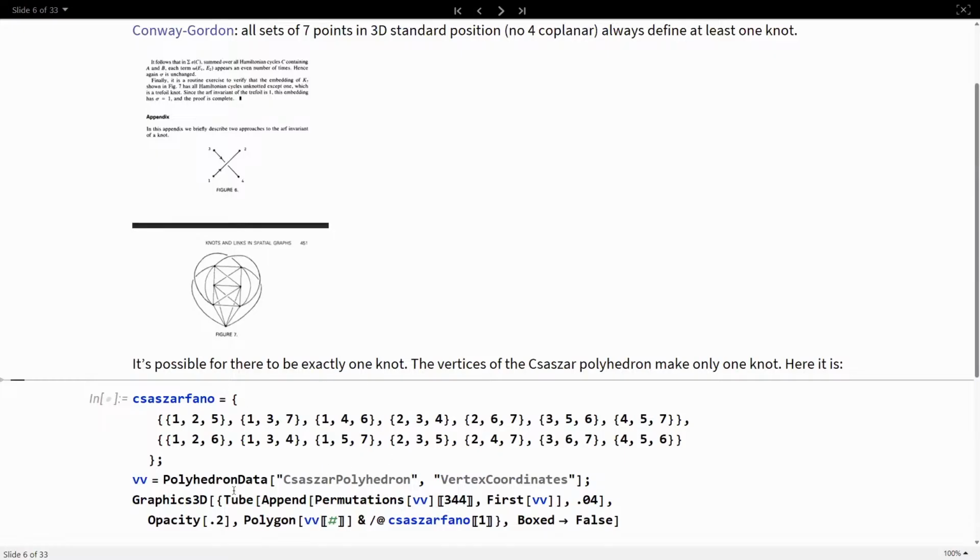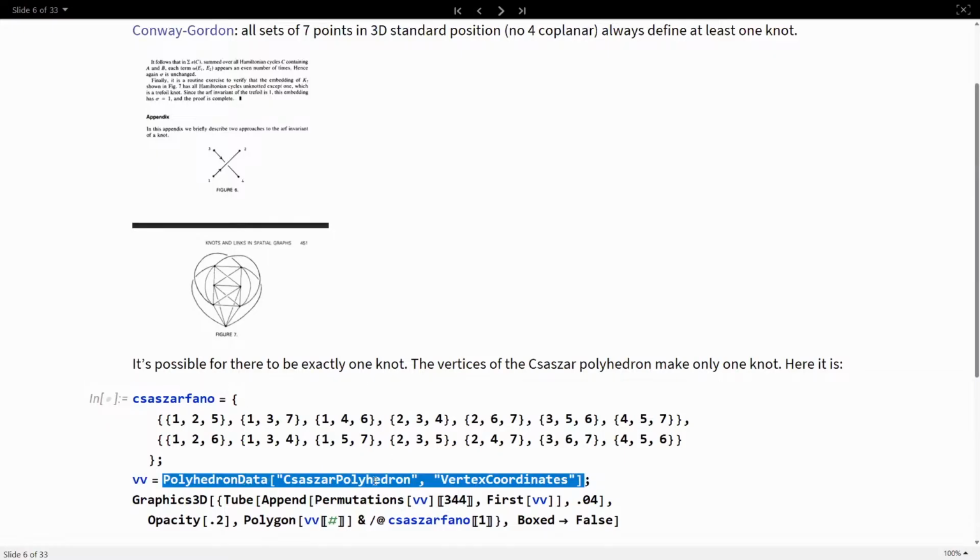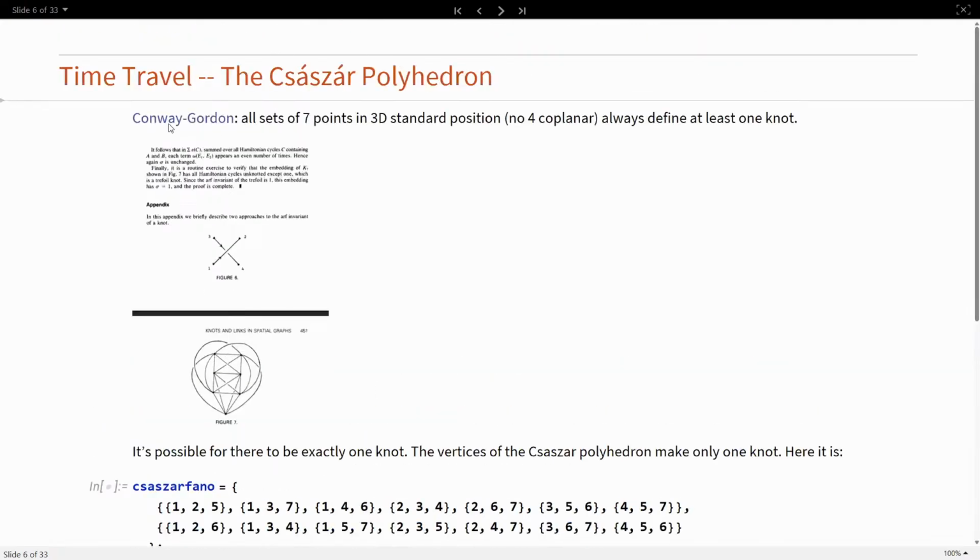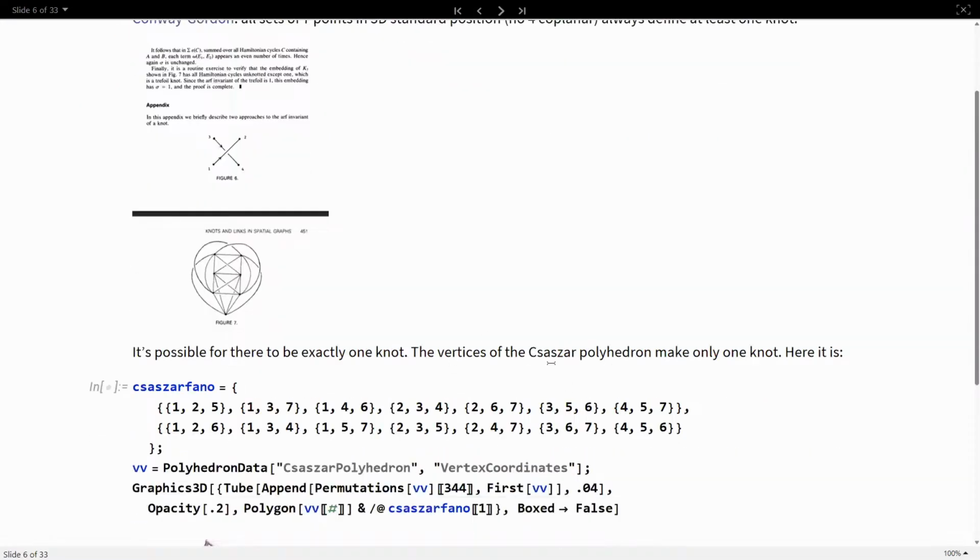If you look at polyhedron data, this is our polyhedron. The vertex coordinates just happen to be in the form given in Conway-Gordon's paper. They say that all sets of 7 points in 3D will always define at least one knot. And there's one arrangement of points, which they give in their paper, which has a unique knot. And it turns out that the Császár polyhedron uses that arrangement of points.